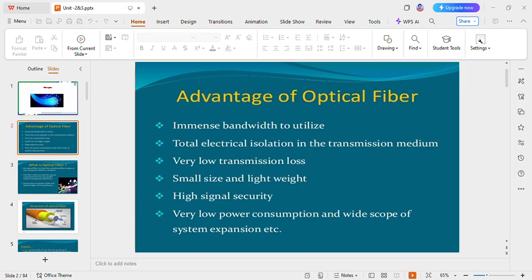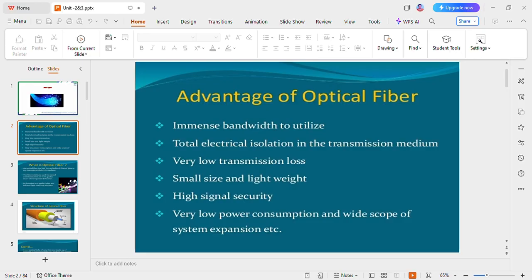And plastic fibers are made up of plastics. They are of low cost and they have a large numerical aperture and large acceptance angle. They have high attenuation. And if you are using a core of polymethyl methacrylate and cladding maybe a copolymer, in such a way that we are maintaining the condition that the refractive index of the core should be greater than the refractive index of the cladding. So based on material, we are classifying into glass fiber and plastic fiber.